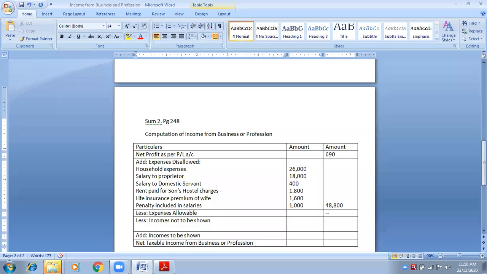So, less incomes not to be shown. In that you have to show dividends. Dividends, how much is it? 3200. If it is only one amount, then it goes directly to the outer column, and it is only one income.